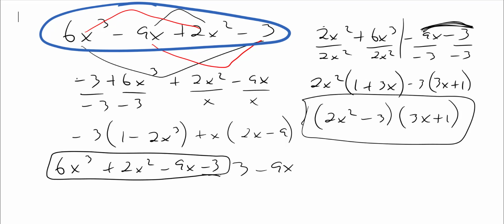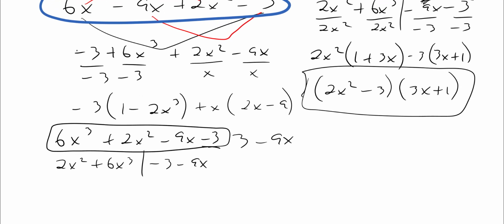Okay, so if you got this as your starting problem, most of the time that works out pretty well, because then there's the greatest common factor. So watch, if I actually did this one, I'm going to do 2x squared plus 6x cubed and negative 3 minus 9x. That's going to give us kind of a nice answer. I'm going to factor out a 2x squared. So you get 2x squared times 1 plus 3x. And I'm going to factor out a negative 3. So you get negative 3, and then I get 1 plus 3x.